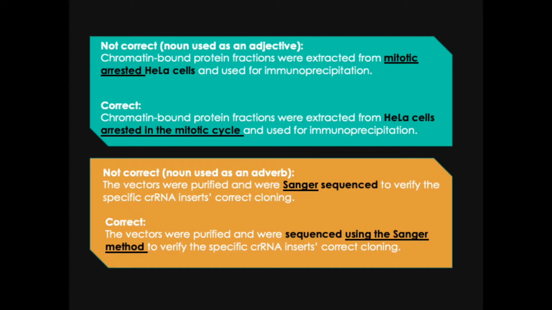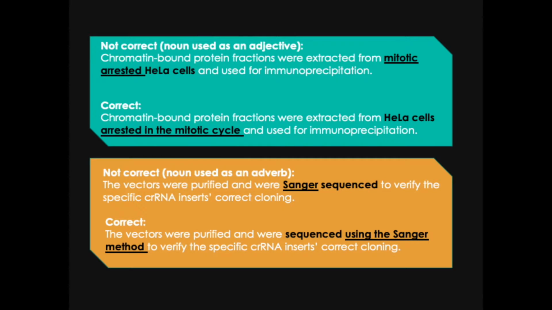The sentence that's not correct says, "the vectors were purified and were Sanger sequenced to identify the specific cRNA inserts, correct cloning." So Sanger sequenced is not correct because Sanger is not an adverb. Sequenced is a verb and it needs an adverb to modify it. Sanger is not an adverb, it's a noun.